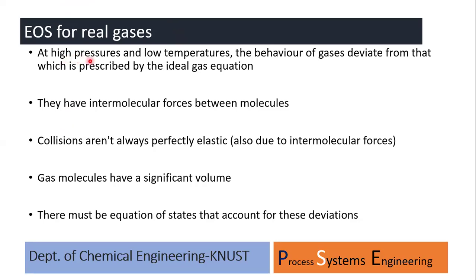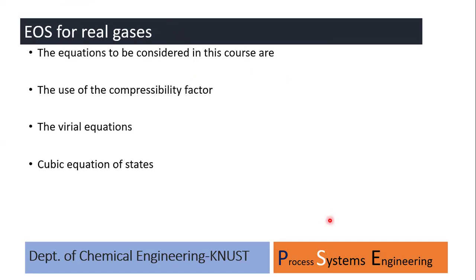Okay, so we are saying that at high pressures and low temperatures, the behaviors of the gas will deviate from that which is prescribed by the ideal gas equation. So now there's actually an intermolecular force between the molecules, and then the collision is not going to be perfectly elastic. Then the volume of the gases too is also significant. So we need to have equations that would account for these deviations. So some of the things we can do, we can work with the compressibility factor. You can work with the virial equations. We can work with the cubic equations of state.